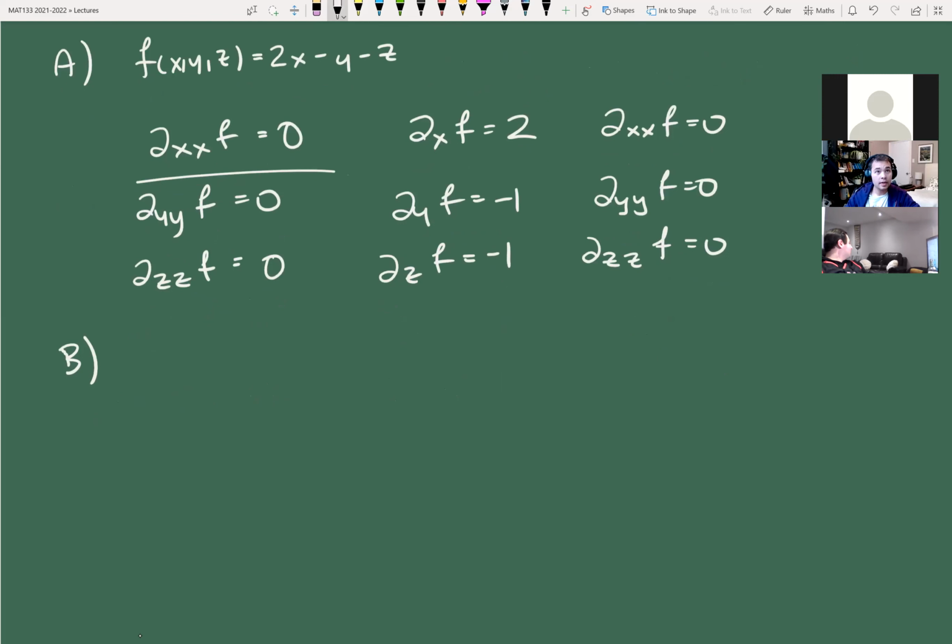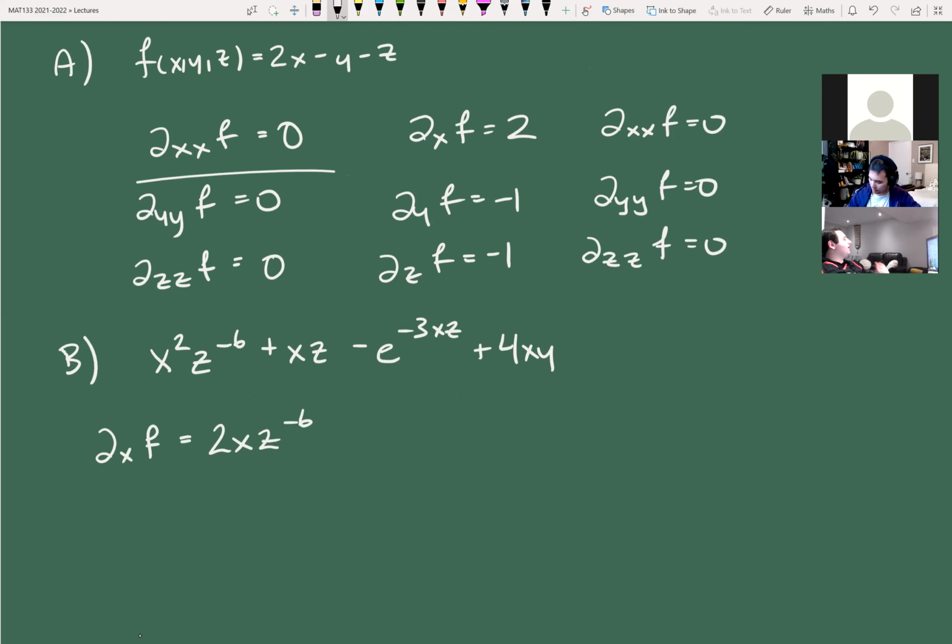So the next one is x squared z to the -6 plus xz minus e to the -3xz plus 4xy. Okay, let's compute the x derivative. So what do we get? We get 2xz to the -6 plus z plus 3z e to the -3xz plus 4y. Does that look right? I'm not sure I see it.